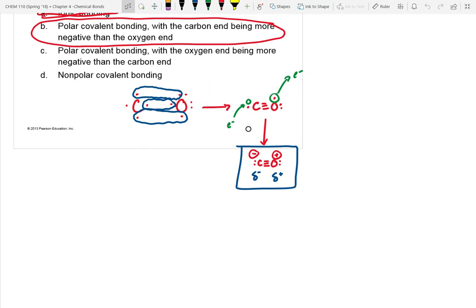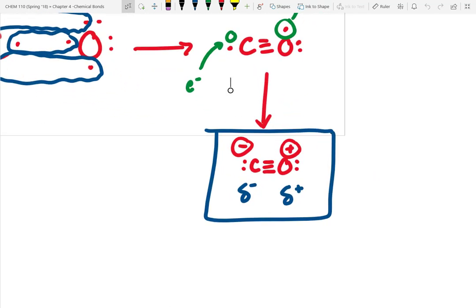So the carbon in this case, because it has a negative charge, is the more electron-rich side. It's weird because normally we think of oxygen as being more electronegative, but in this case, the formal charge actually has the negative charge on carbon.